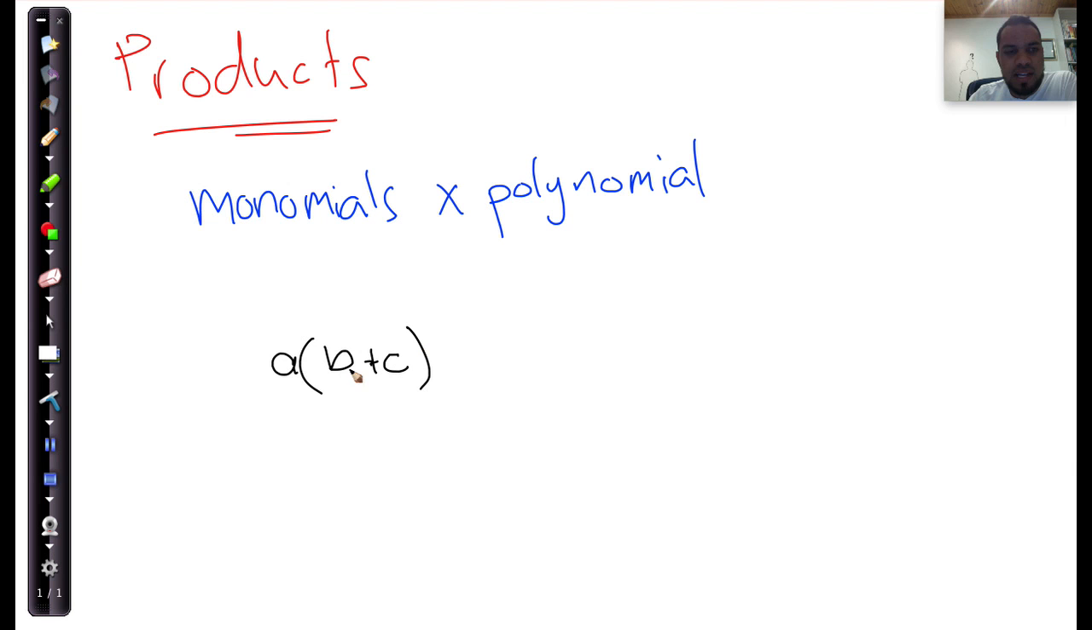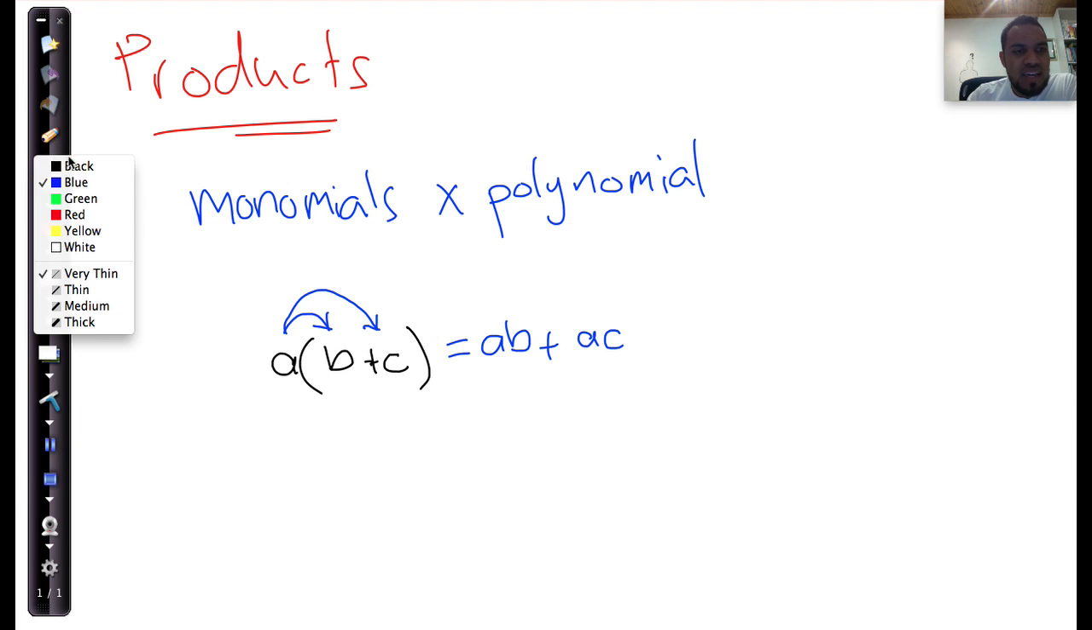If I give you something like this, then you want to multiply it out. That's going to be the a multiplied by the b plus the a multiplied by the c. And that's going to give you a times b. Remember, this notation means a multiplied by b. Multiplying the signs, a positive times a positive gives me a positive. And a multiplied by c is just a multiplied by c. So that's the general rule.